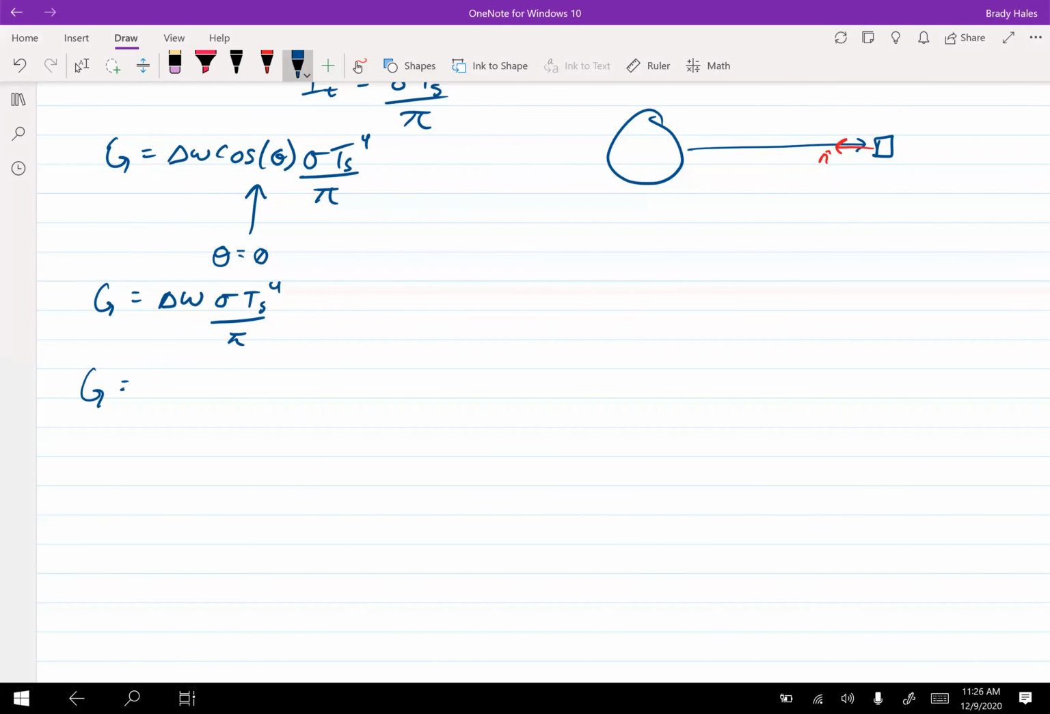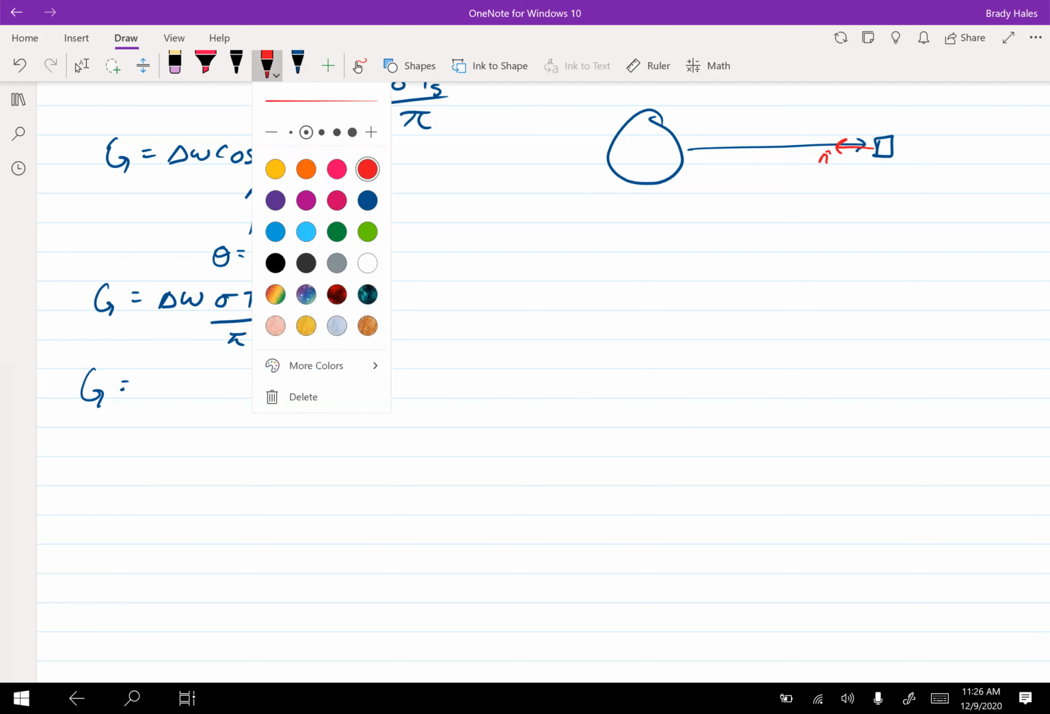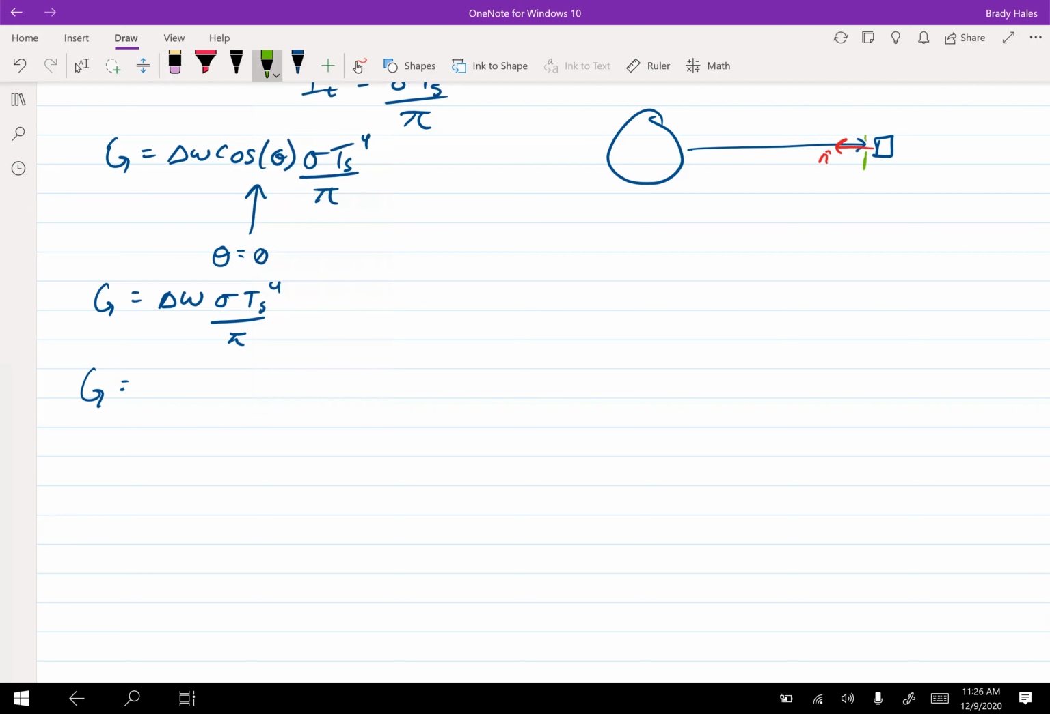Okay, now for the delta omega, we do the projected area, right? That's the projected area of the sun, because remember what our system is. Our system is the rocket, right? So what does the rocket see? The rocket sees the sun, so the projected area is that of the sun.